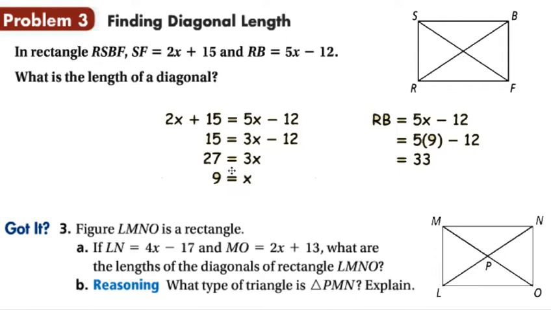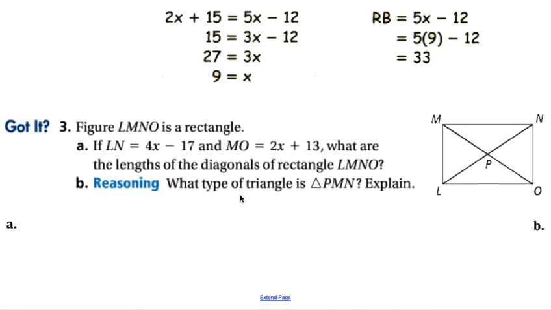So down at the bottom is another opportunity for you to try one on your own. It says if figure LMNO is a rectangle, then they give you the length of LN as an algebraic expression, that's one diagonal. The other diagonal is 2x plus 13. What are the lengths of the diagonals? Well, if we go ahead and set those two equal, we get x equal to 15. So to find the length of the diagonal, you would just substitute in 15 to either one of those expressions.